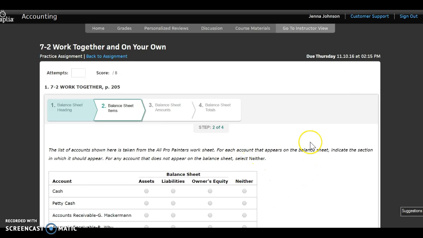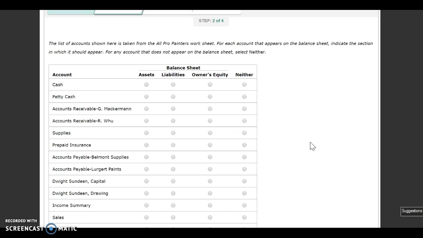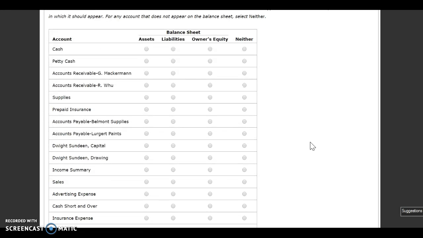We're going to pick out what accounts are going to go on to our balance sheet. So it says the list of accounts shown here is taken from All Pro Painters worksheet. For each account that appears on the balance sheet, you're going to indicate the section in which it should appear. For any account that does not appear on the balance sheet, just select neither. So they're giving us a hint here. Assets, liabilities, owner's equity. Any of those accounts are going to appear on the balance sheet. Other ones are going to appear on the income statement or neither. Okay, so we're going to just select that.